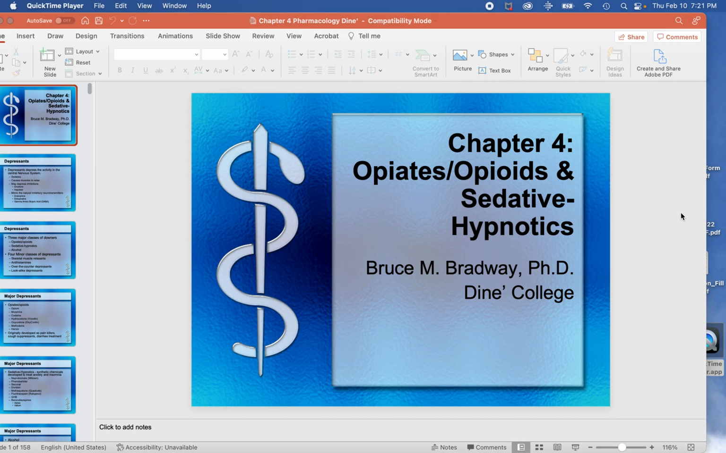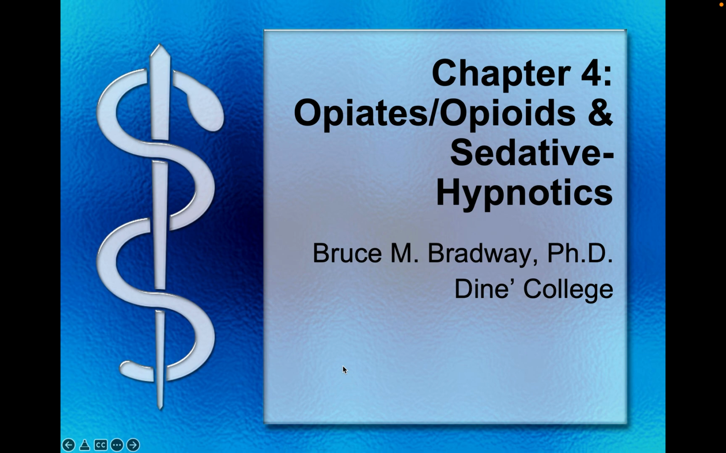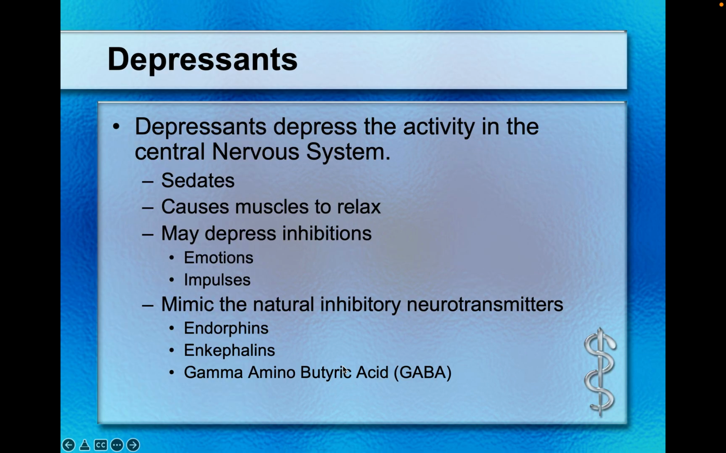Opiates, opioids, and sedative hypnotics, as much fun as that is going to be. Depressants depress the activity in the central nervous system. They sedate. They cause your muscles to relax. They may depress your inhibitions, such as your emotions and impulses. They mimic the natural inhibitory neurotransmitters, endorphins, enkephalins, and GABA, gamma-aminobutyric acid.